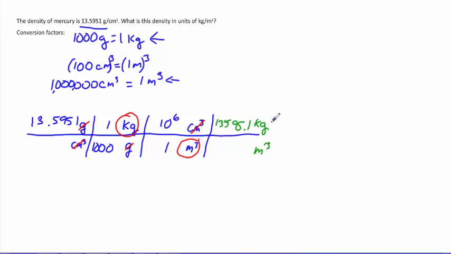13,595.1, or 1.35951 times 10 to the 4, if we put this in scientific notation, and now our unit is in kilograms per meter cubed. And we are done. So this was a compound unit conversion along with a cubed unit conversion.